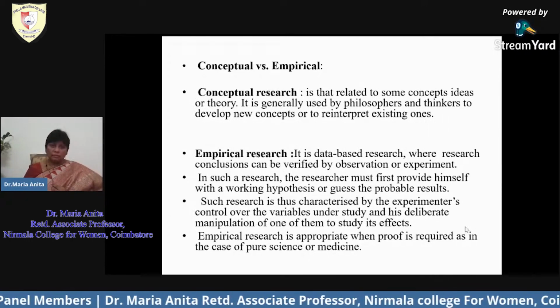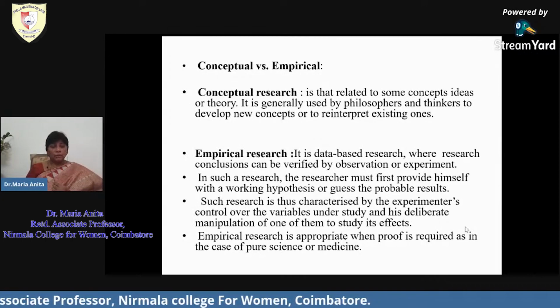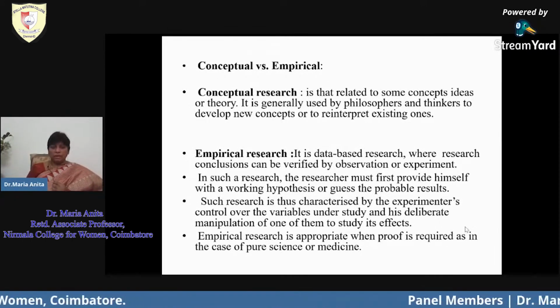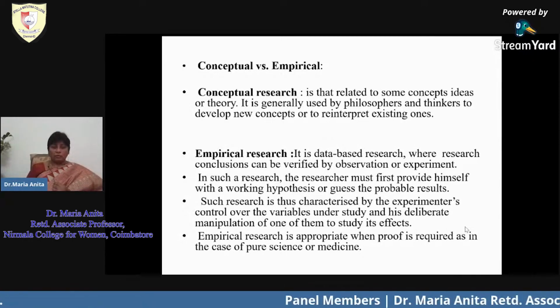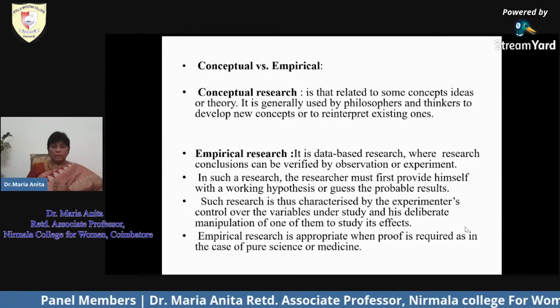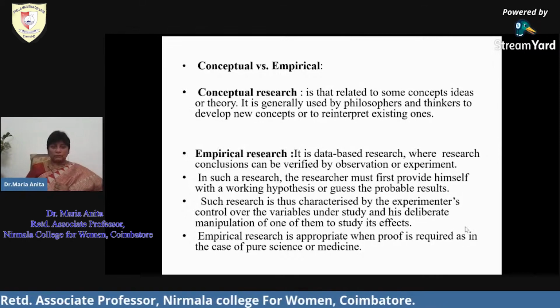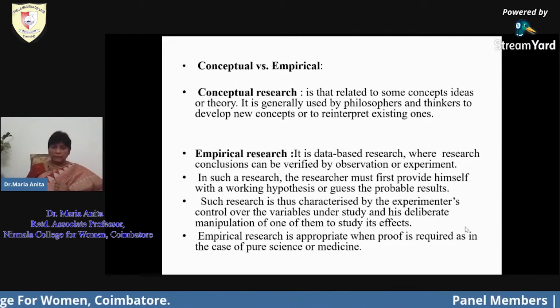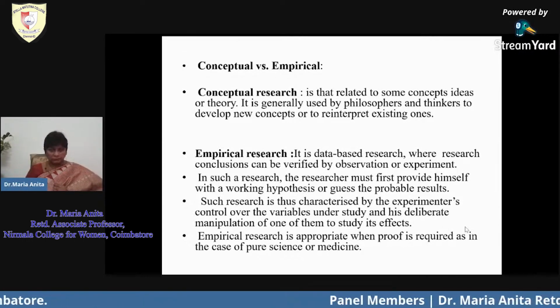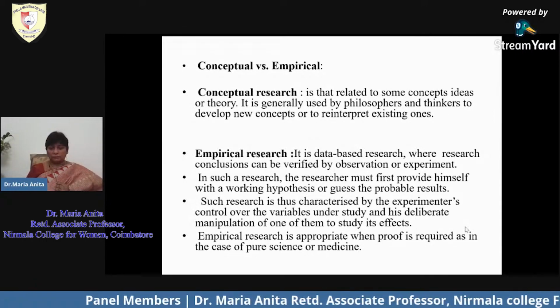You have another kind of research that's conceptual and empirical research. Conceptual research, as the name suggests, is based on theories or concepts, more philosophical. You take a particular concept, you take a particular theory, and you try to understand or develop on those concepts, and we try to establish whether the concept is true. But empirical research is data-based, experiment-based, observation-based. So most of the science researches are empirical researches.